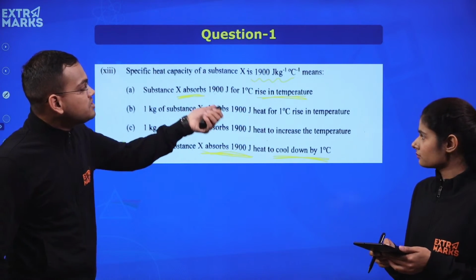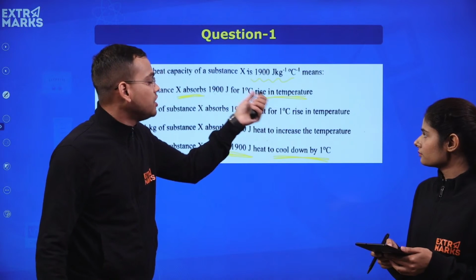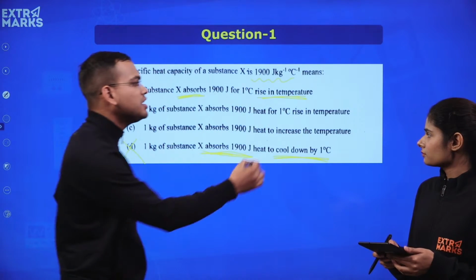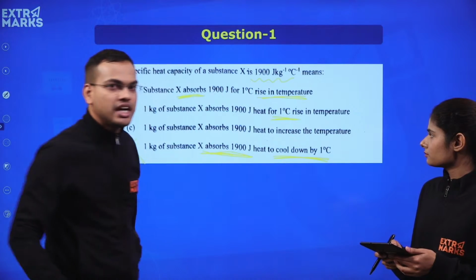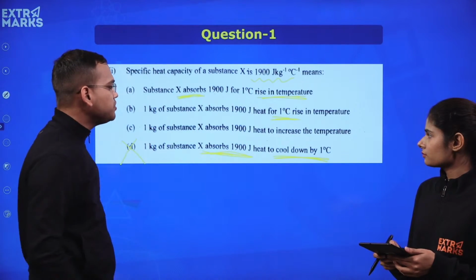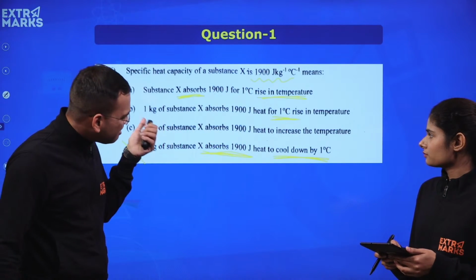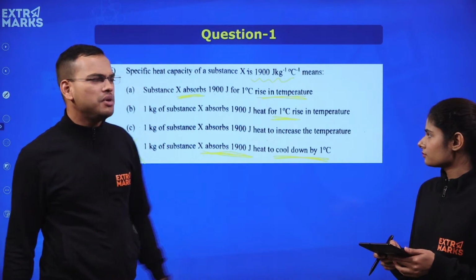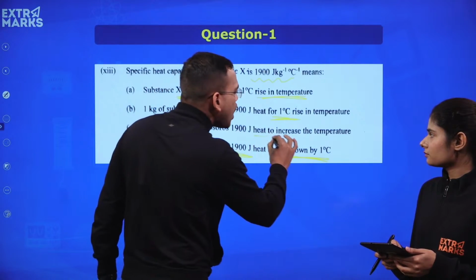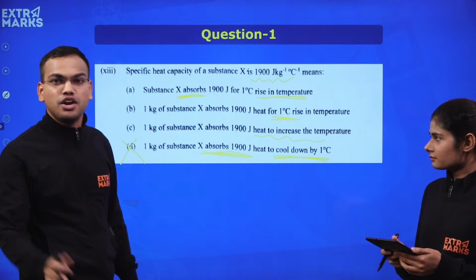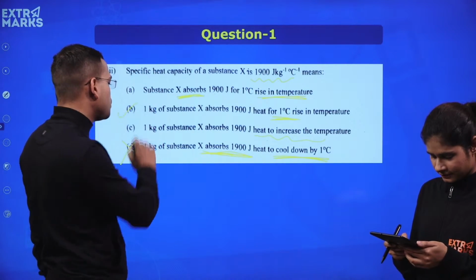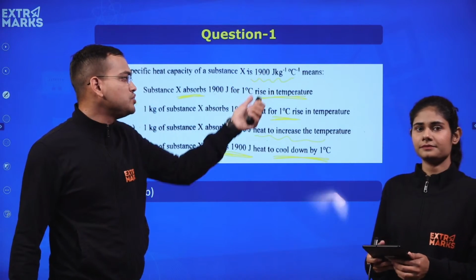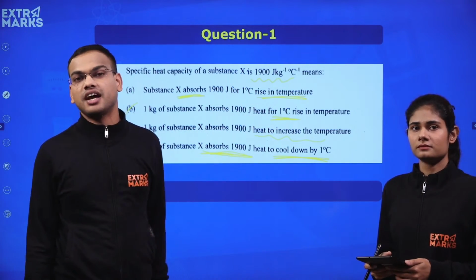1 kg of substance X absorbs 900 joule of heat for 1 degree Celsius rise in temperature. Now here the temperature is mentioned. That is a good thing. But in the C option, 1 kg of substance X absorbs 900 joule of heat to increase it. Here they are not mentioning how much the temperature is rising. So the right answer is option B, that is, 1 kg of substance X absorbs 900 joule of heat for 1 degree Celsius rise in temperature.